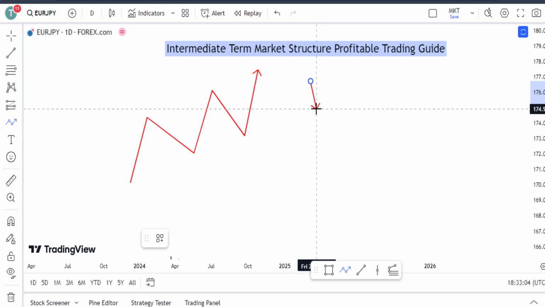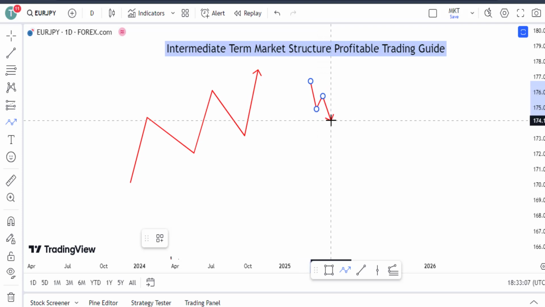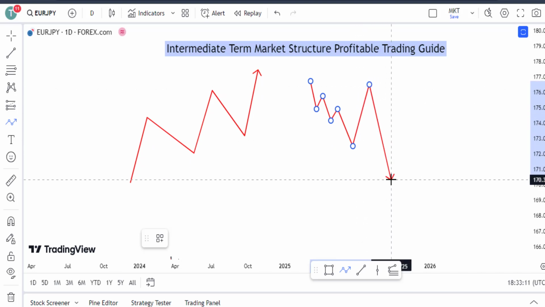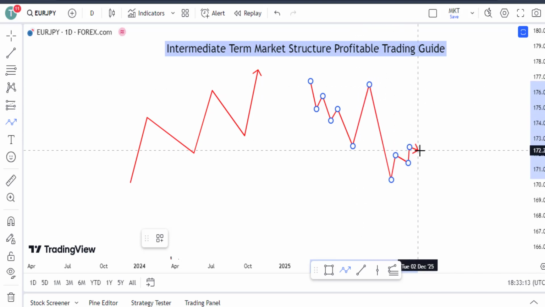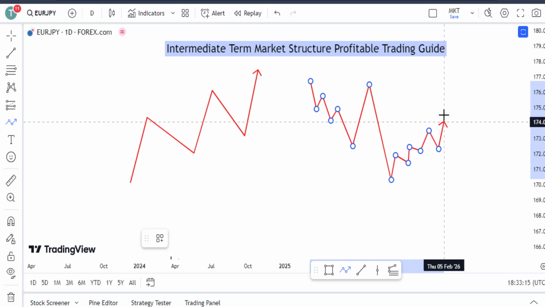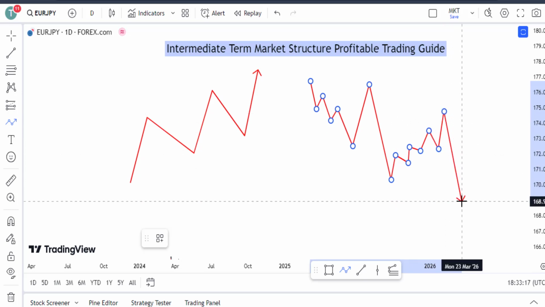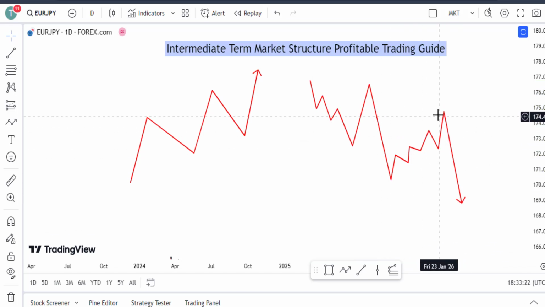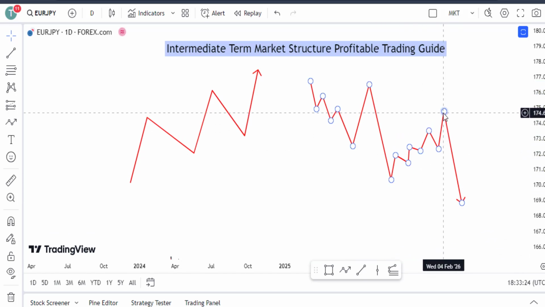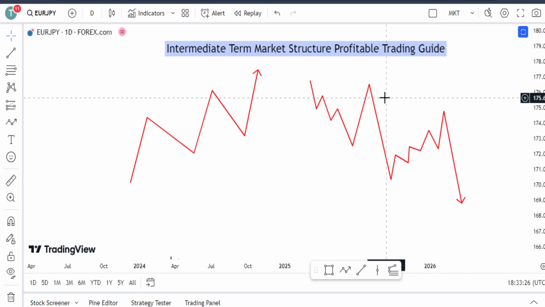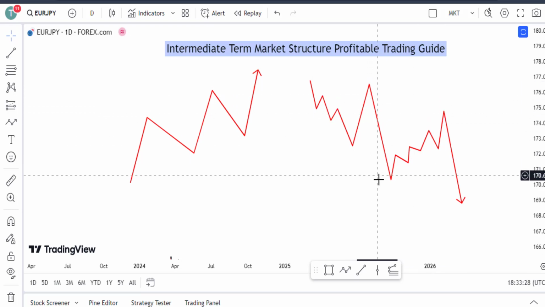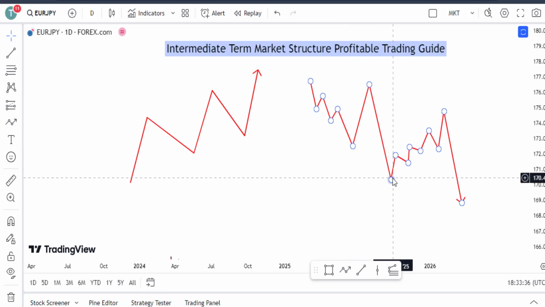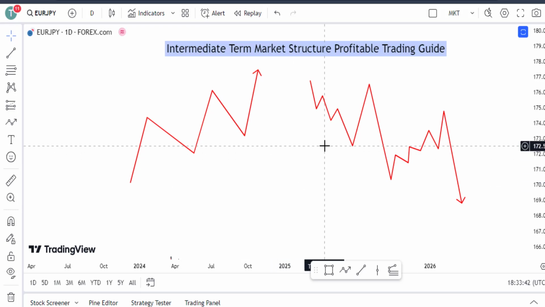Before this intermediate term high or low, there's going to be a series of short-term highs and lows in the market. Price is going to go to the downside. Are you getting what I'm saying? This is called an intermediate term high in the market, which gives a lower high, lower low. So you understand what I'm saying?